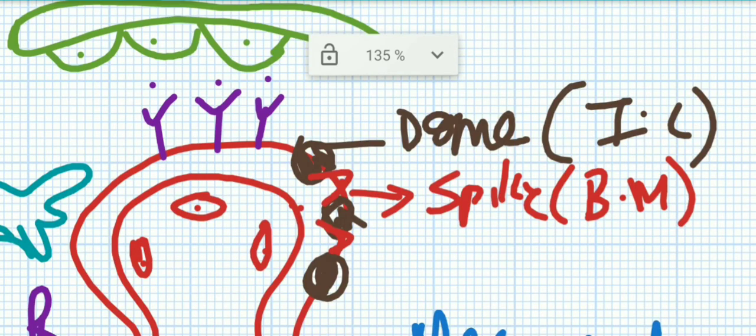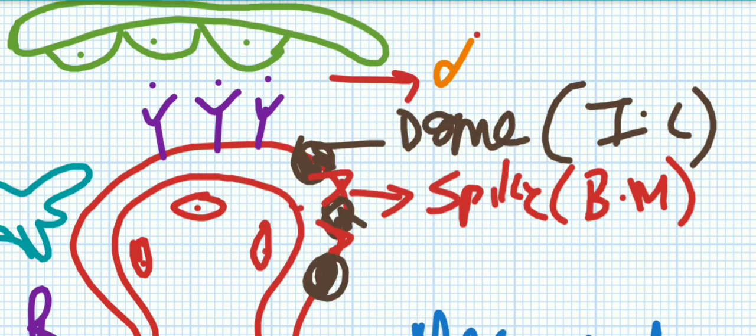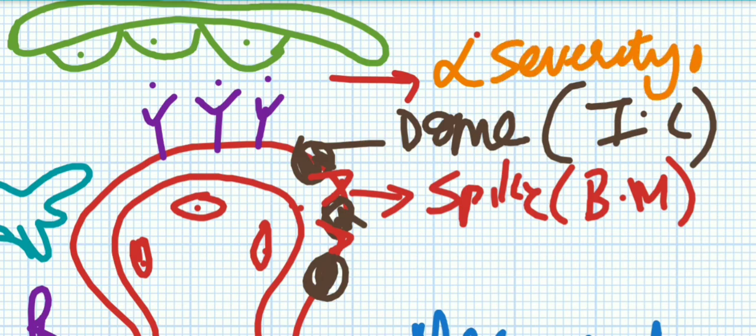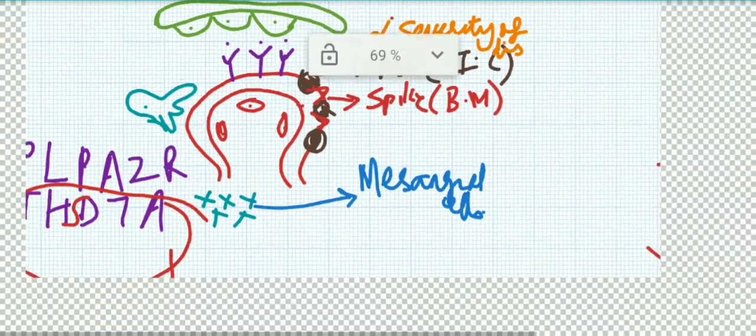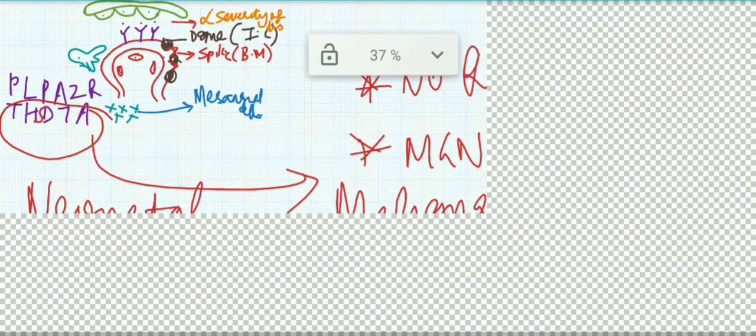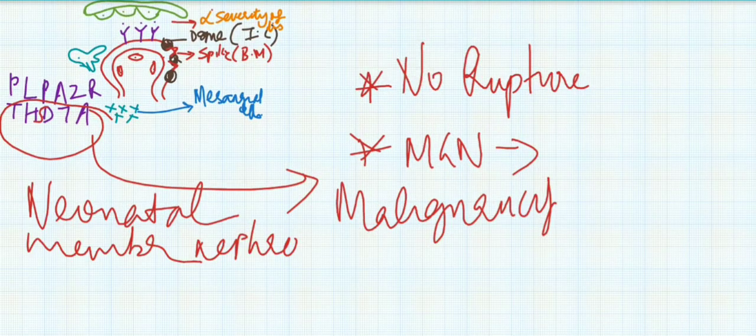So that's what I am writing here. It is proportional to the severity of the disease. So that is about membranous glomerulonephropathy, and I hope the concept was clear about the dome and spike appearance.